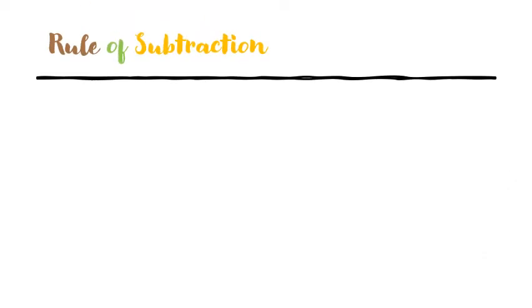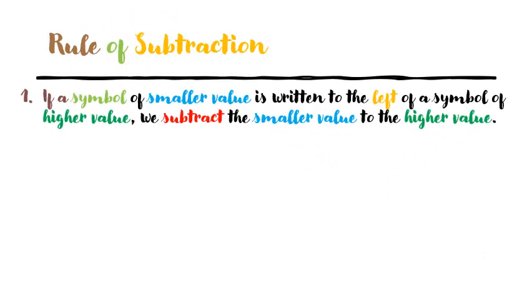Next is the rule of subtraction. According to it, if a symbol of smaller value is written to the left of a symbol of higher value, we subtract the smaller value from the higher value. It means, children, if the Roman numeral having the smaller value is written to the left of the Roman numeral having a higher value, then what will we do? We will subtract. Let's see the example.